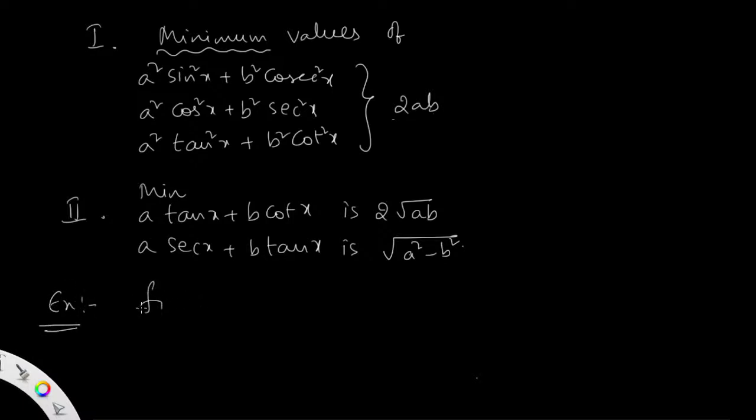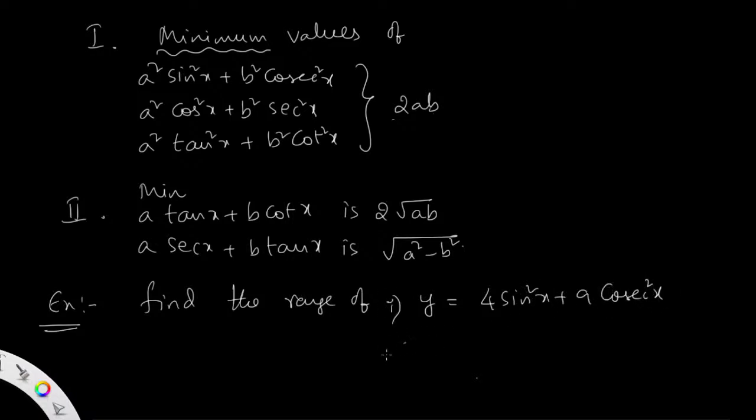Find the range of y equal to 4 into sin square x plus 9 into cosecant square x, the same as question number 1. And the second one is y equal to 4 into cosecant square x plus 9 into sin square x. So that's all.